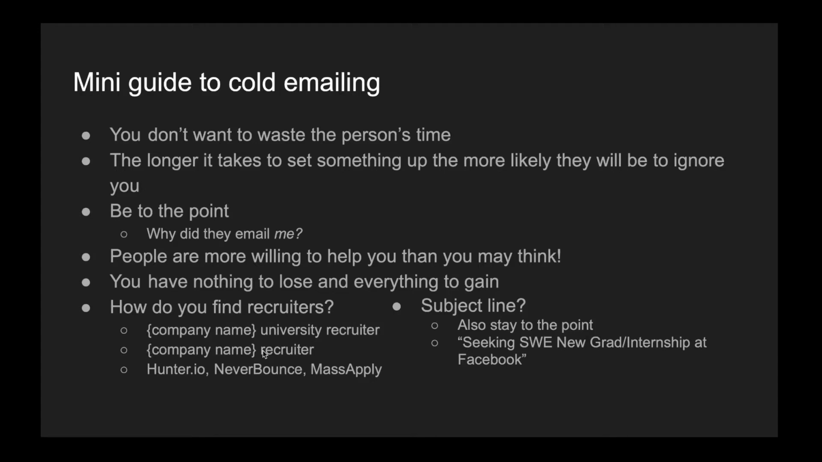And then what you can do is go to hunter.io and type in Google, and it will give you the pattern for Google's email. Once you have the recruiter's name and the pattern, you can combine the two and then go to NeverBounce, and it'll tell you if that's a valid email or not. So that's one way of finding a recruiter's email.